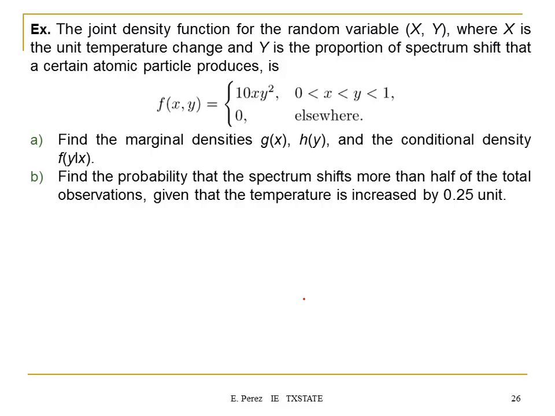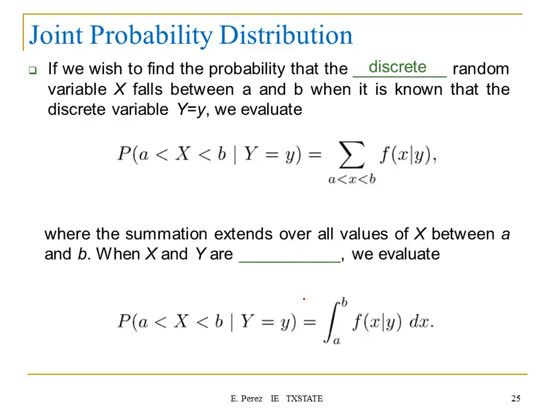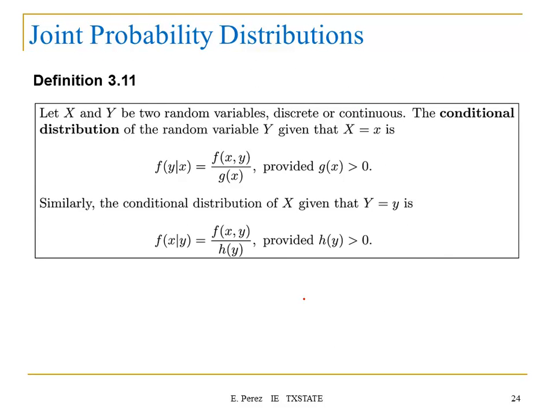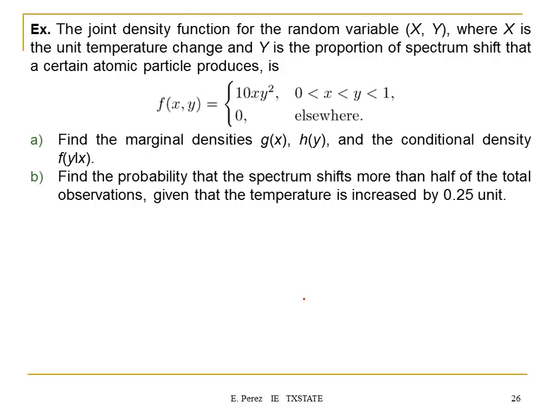First thing that you need to do is to find the marginal densities and the conditional density for f of y given x. So as you saw in the definition, for you to find the conditional probability, you need to have the expression for the marginal, at least for one of the variables. Because if you look at the definition here, the denominator is always one marginal distribution. So you need to know what is the marginal for one of the variables. So let's find those marginal distributions.